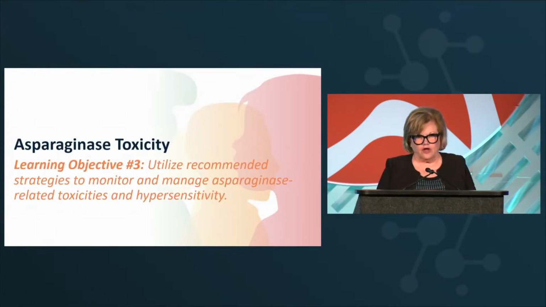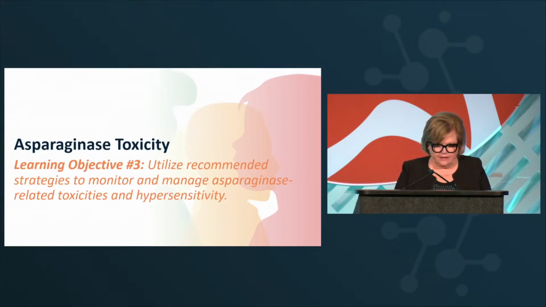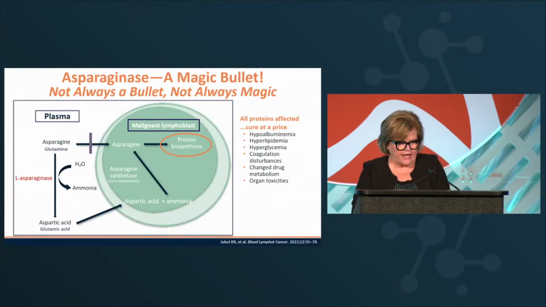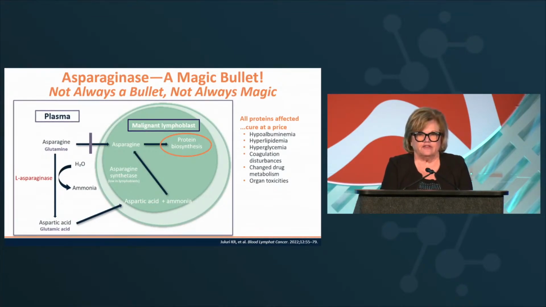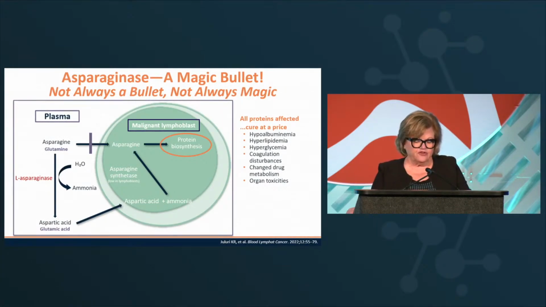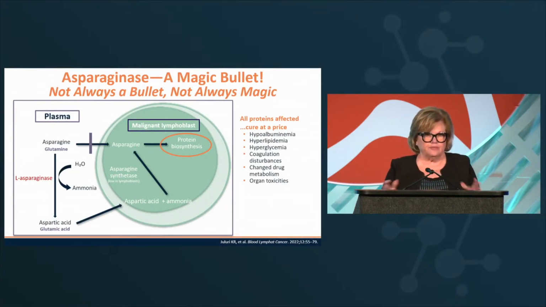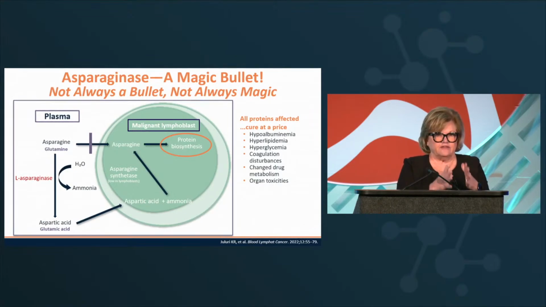So we'll talk a little bit now as we look at asparaginase and talk about the toxicities and the hypersensitivity, because this is what you as oncology nurses see in your practice, and particularly if you work in the infusion unit with the hypersensitivity. And as I talked about, asparaginase is a magic bullet because it is eliminating an essential amino acid that is needed for the survival of the lymphoblast.